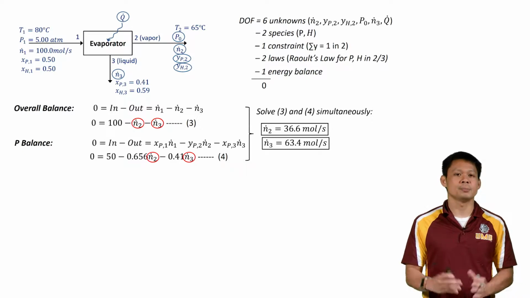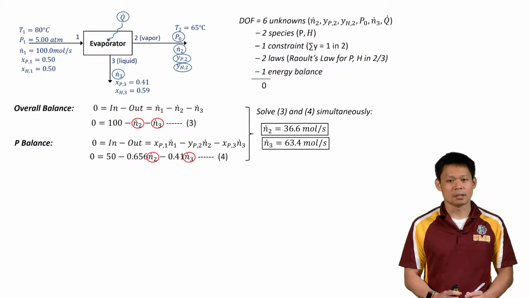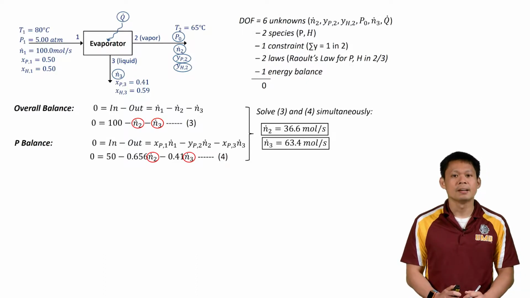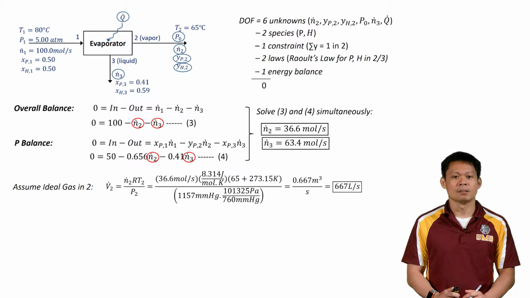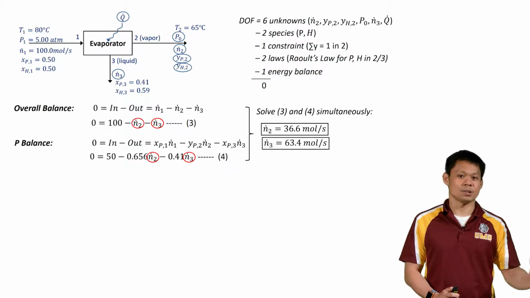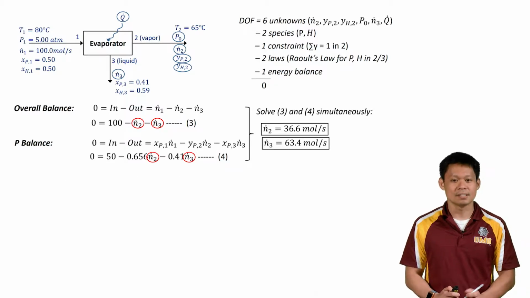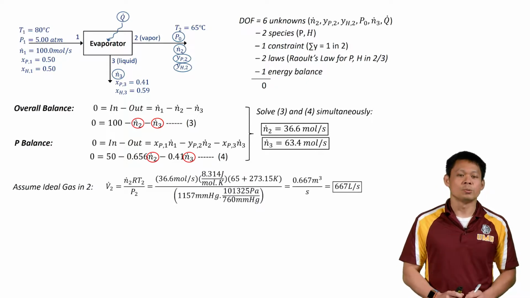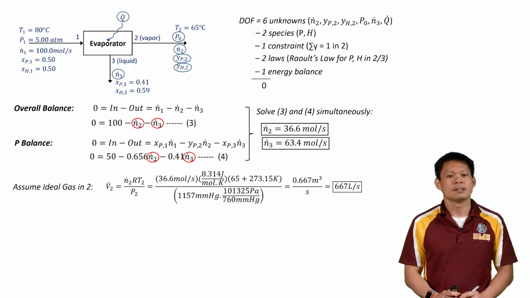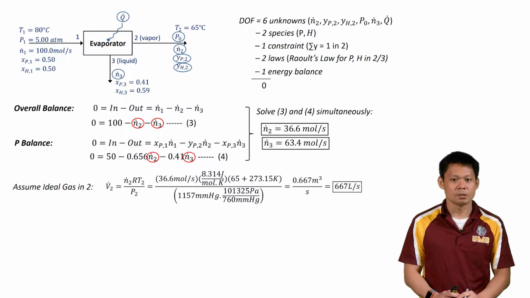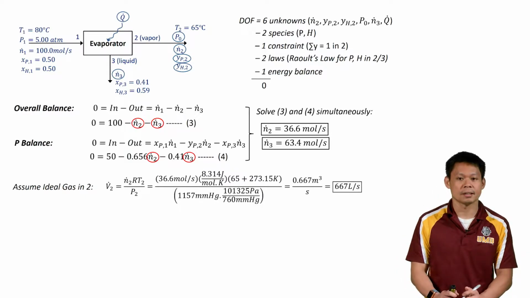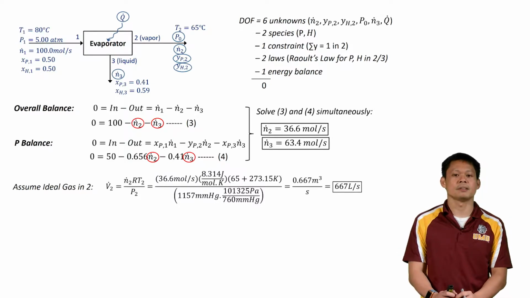So everything so far has been a review. We're just doing the material balance part. Now let's move on to what is new, which is our energy balance to find our Q. Actually, before that, we need to answer the question. In this case, it wants the volumetric flow rate of our vapor stream. And so we're just going to assume ideal gas and use our ideal gas law. I've converted everything to SI units, so I know my volumetric flow rate is going to be in meters cubed per second, and I can convert that to liters per second.